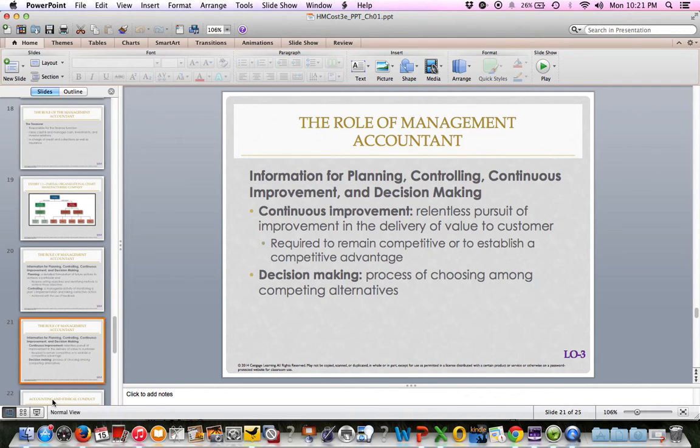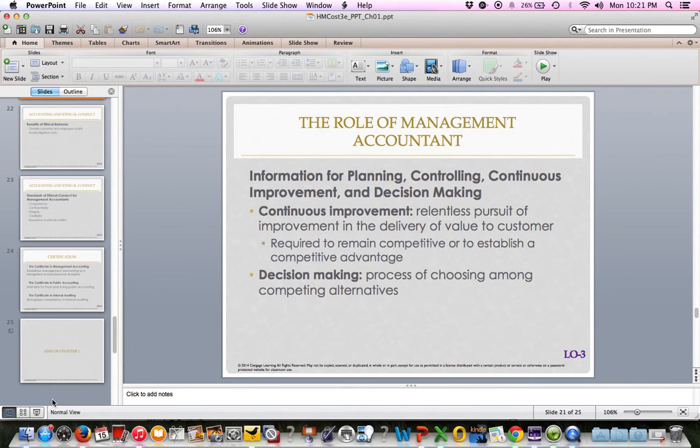And of course, decision making, making sure that as management needs to make decisions about whatever it is, that they have the data needed to choose among competing alternatives. There's always choices, right? And we want to make sure that as management accountants, management has the proper information to make the right choice based on the alternatives presented.